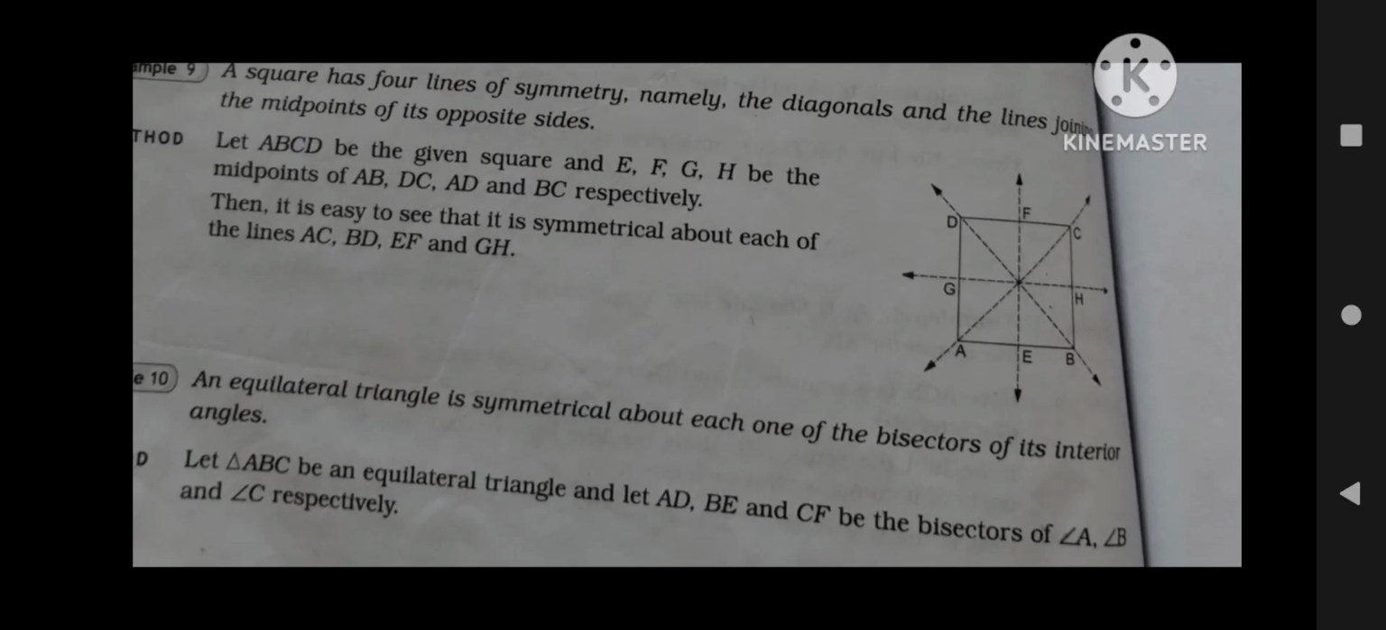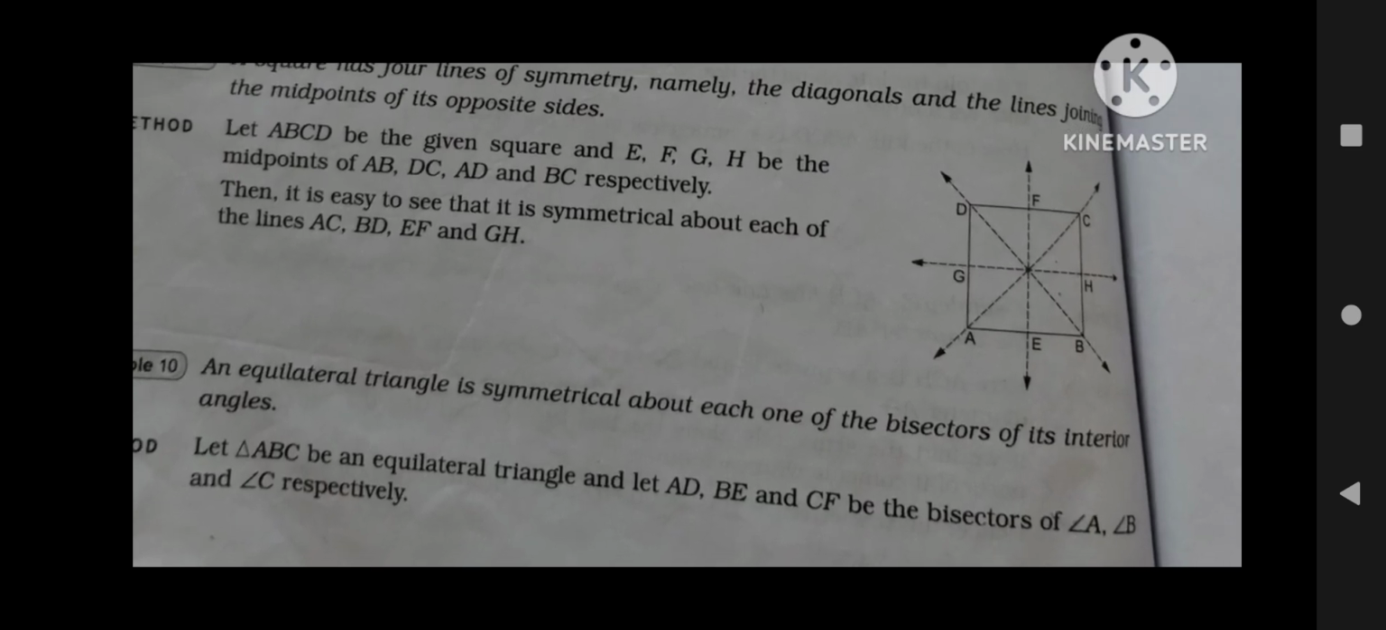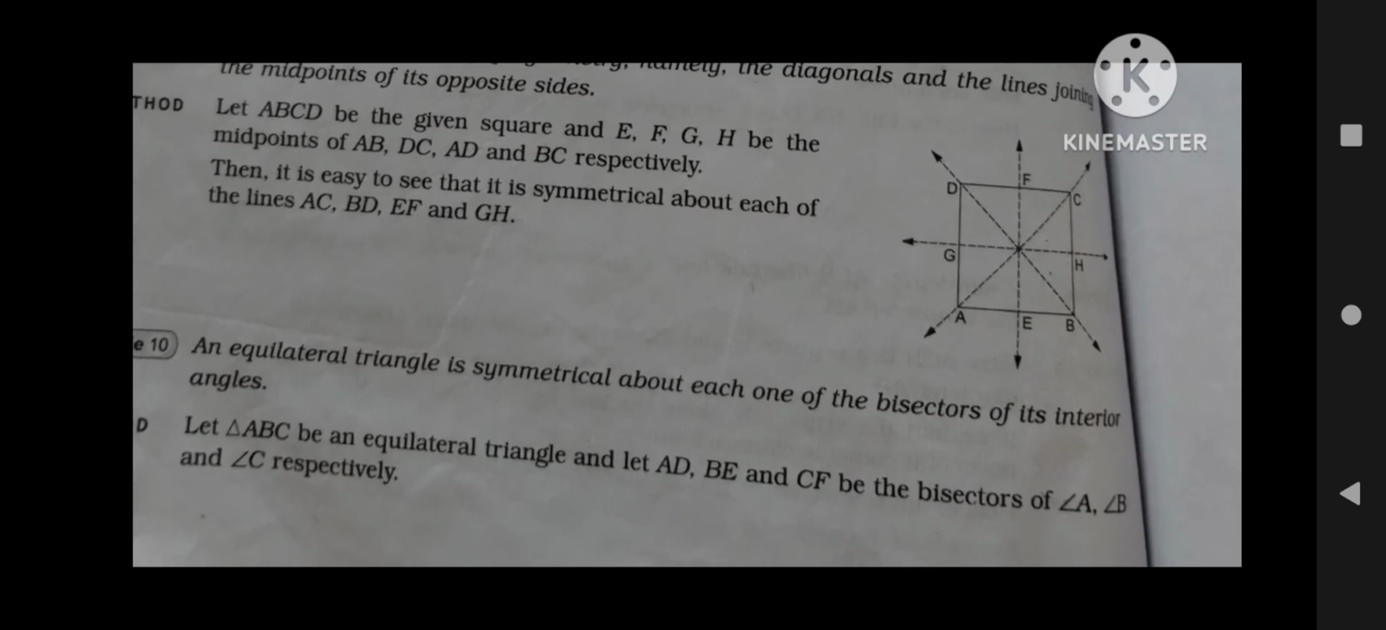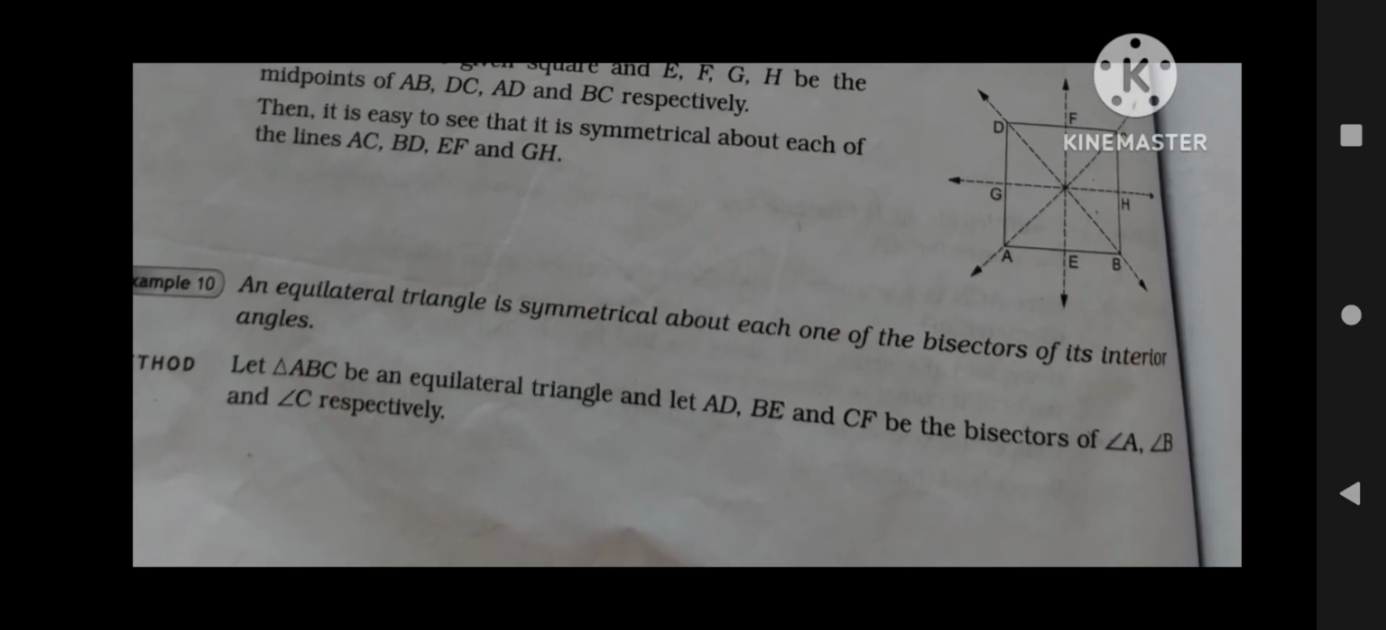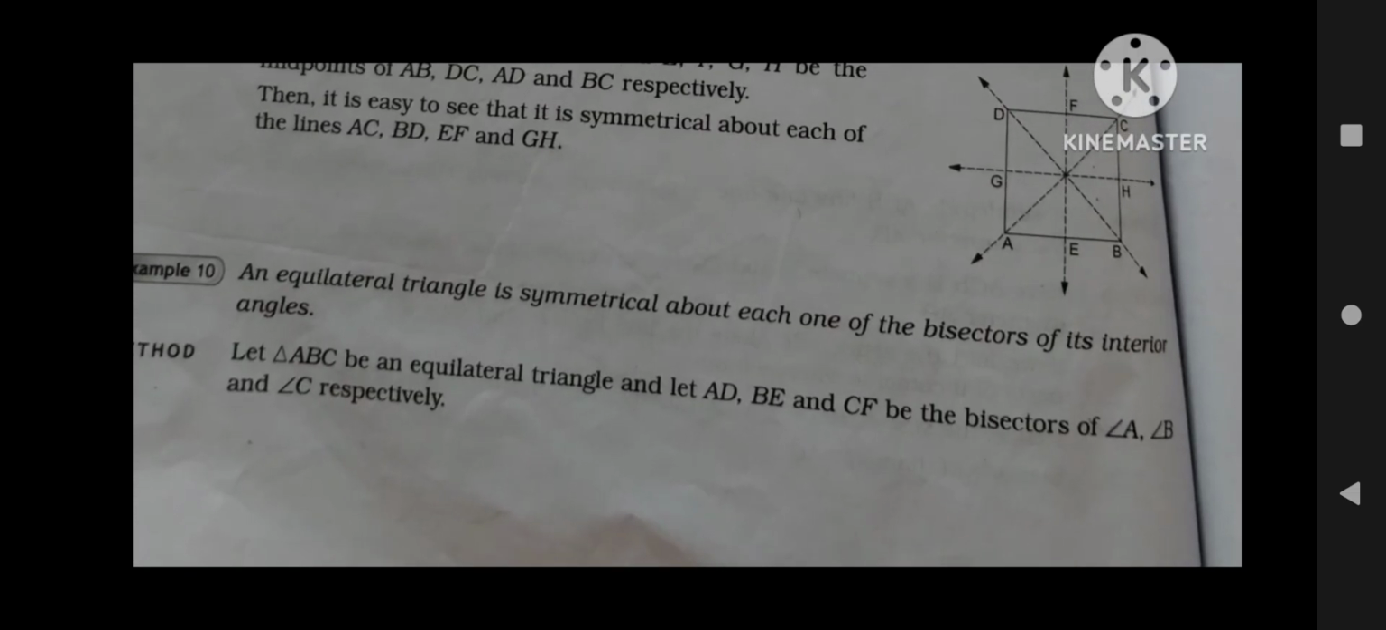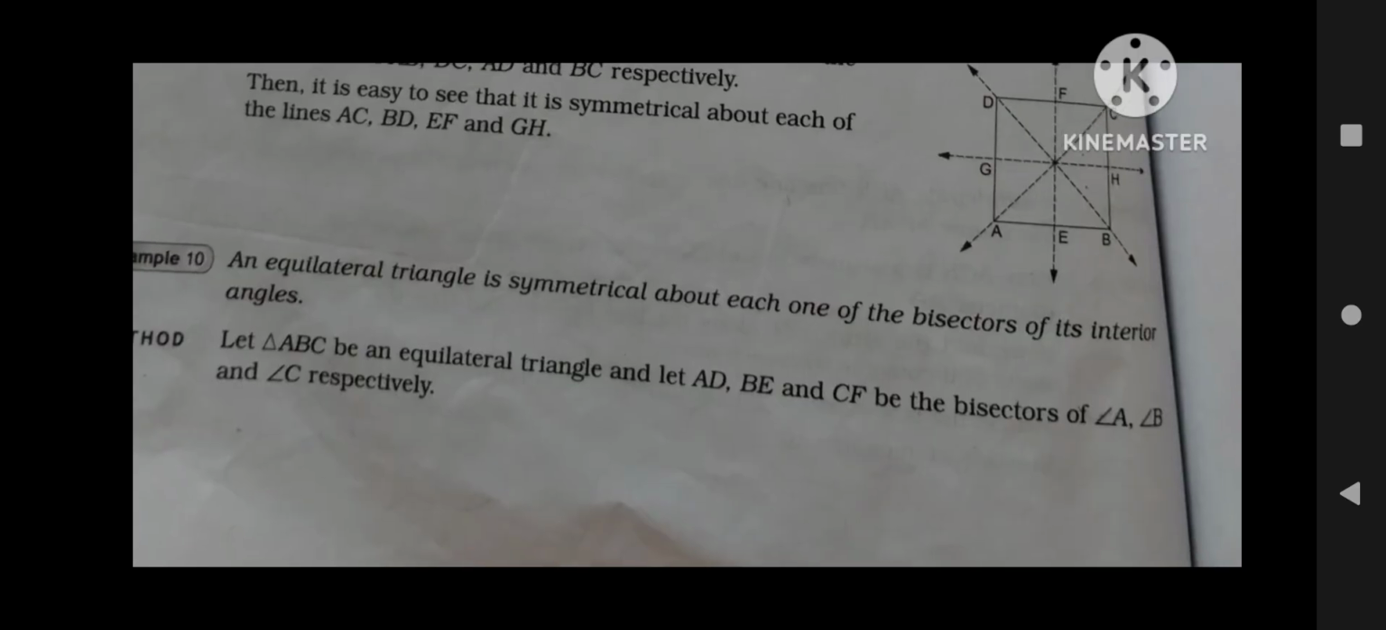9. A square has four lines of symmetry, namely the diagonals and the lines joining the midpoints of its opposite sides. Method. Let ABCD be the given square and E, F, G, H be the midpoints of AB, DC, AD and BC respectively. Then it is easy to see that it is symmetrical about each of the lines AC, BD, EF and GH.